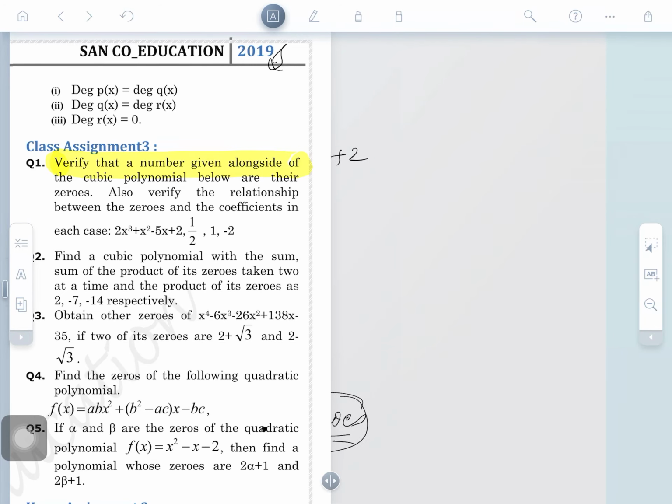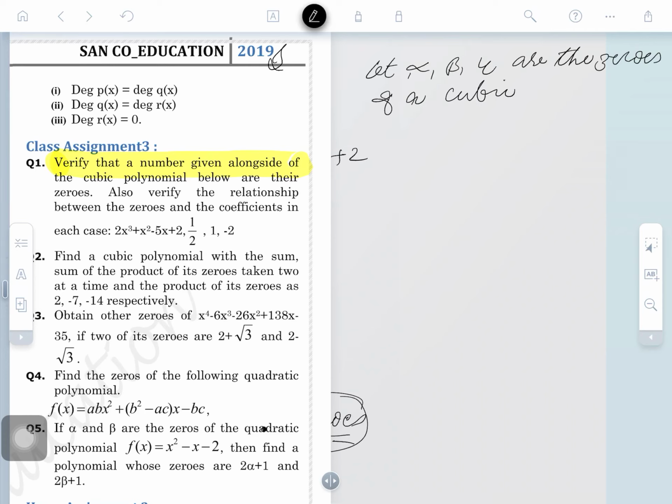As you know, let alpha, beta, gamma be the zeros of a cubic polynomial. Okay. So, what cubic polynomial? Ax cube plus bx square plus cx plus d. This is a cubic polynomial, clear. So, it is alpha, it is beta, it is gamma, and it is d, clear.